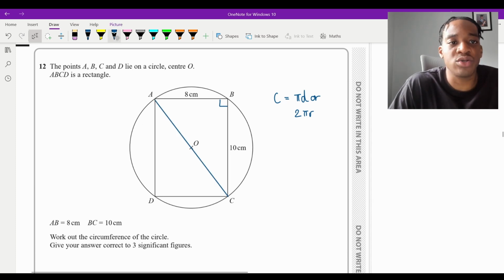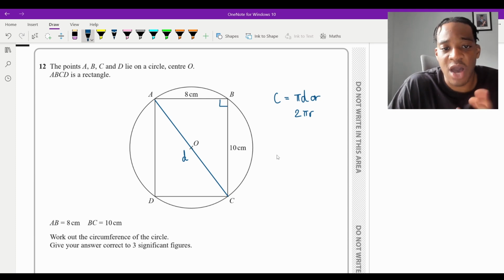This here. And this is going to be our diameter. So all we would need to do essentially is just work out what D is, right? Plug this into here, and then we're finished. So how do we do this though?